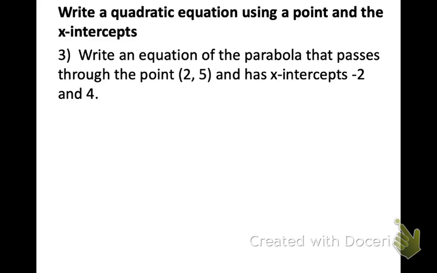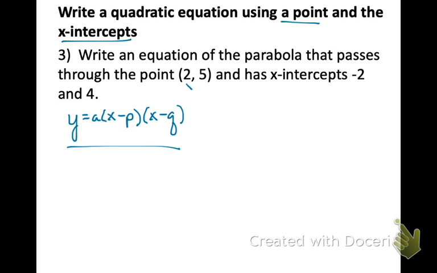All right, example 3. Now we're going to write a quadratic equation if we know a point and the x-intercepts. So the form that we'll use is intercept form. You just have to switch gears and write that form in the space where you're going to work your problem. Then label the point and the intercepts. The point is still x, y, but our intercepts are p and q. Then plug the values in.